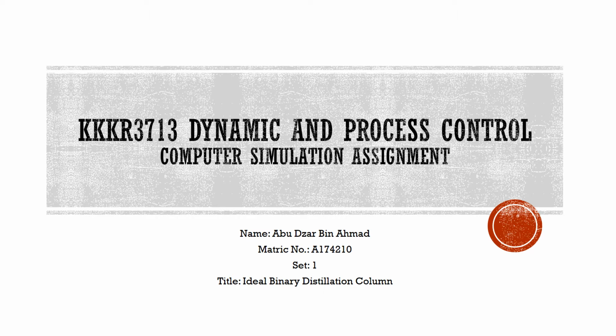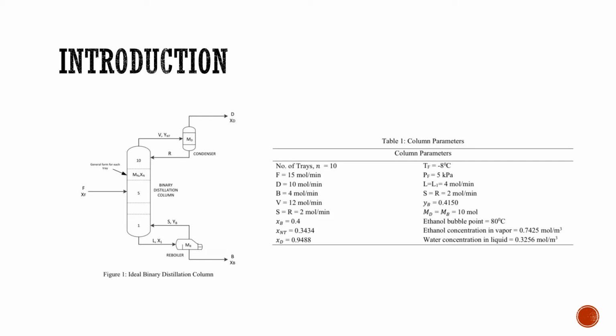I am from Set 1 and I want to present my computer simulation assignment, which is ideal binary distillation column for KKKR 3713 dynamic and process control. Based on the question, I need to develop model for each part of the distillation column, perform the P, PI and PID controller based on the servo and regulatory control using Simulink. Here is the given parameters.